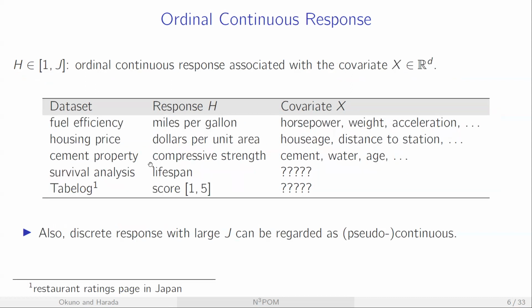This slide also shows the ordinary continuous responses. For instance, in fuel efficiency datasets, the covariate x represents the horsepower, weight, acceleration, and so on of a car, and the response h represents the fuel efficiency of the car. The fuel efficiency is represented by miles per gallon. This is a continuous variable. And in housing price datasets, the covariate x represents the house age, distance to the station, and so on of a house, and the response h represents the price of the house. So there are many examples of ordinary continuous responses as well as ordinary discrete responses. These two are examples of ordinal responses.